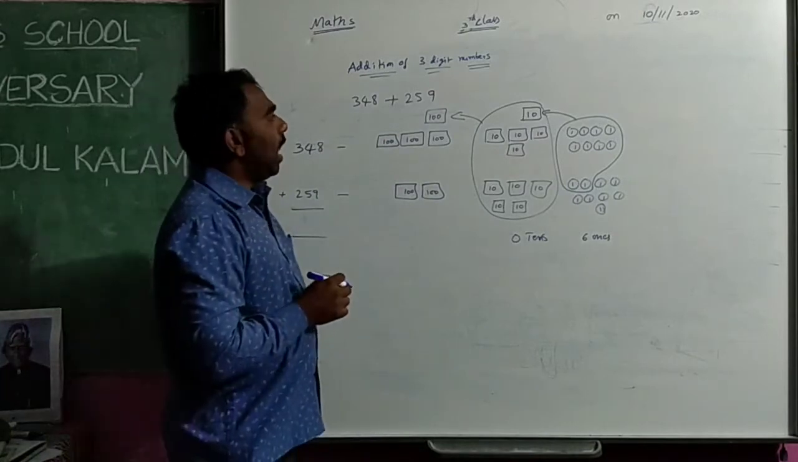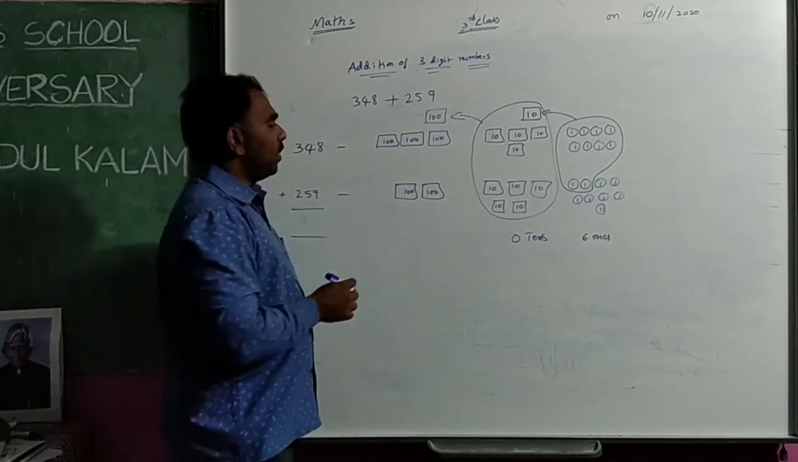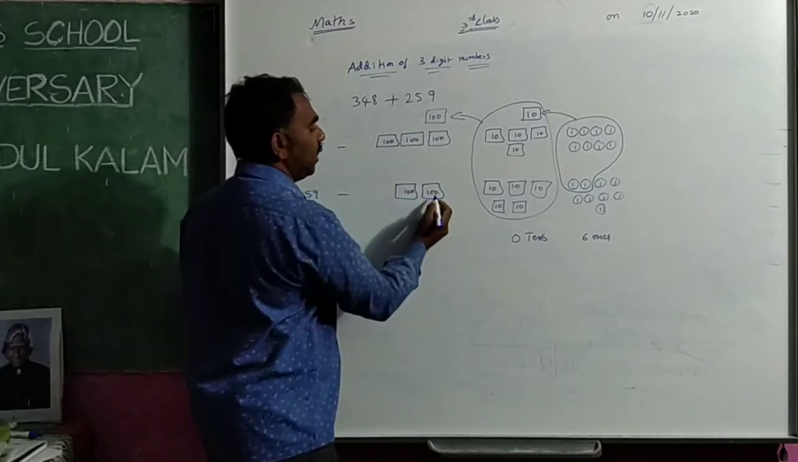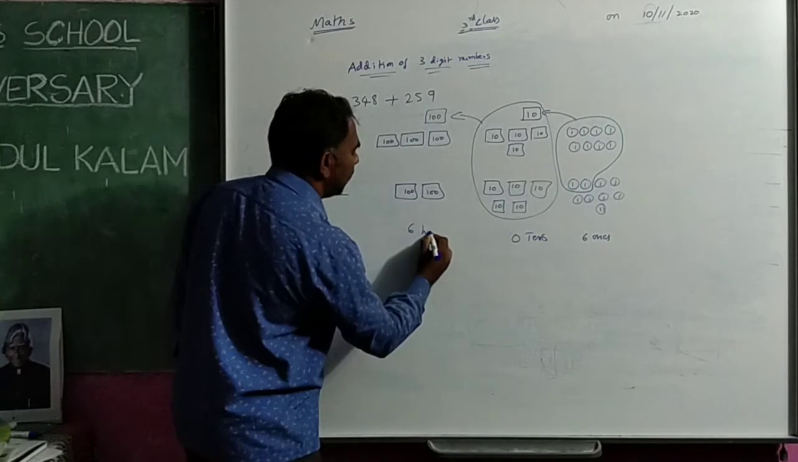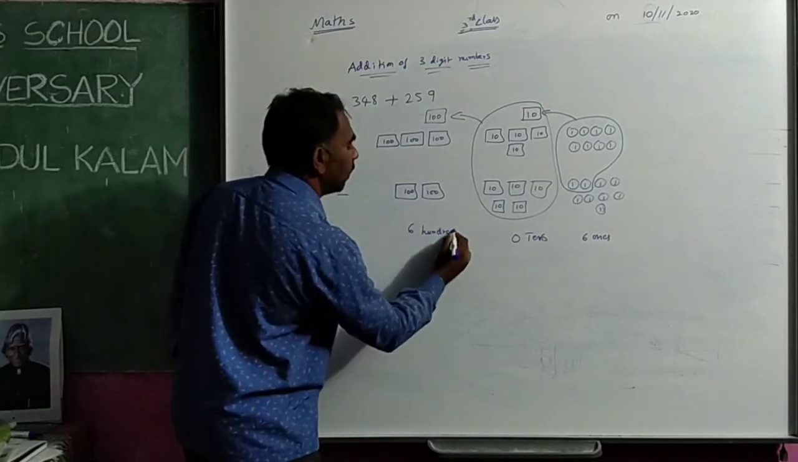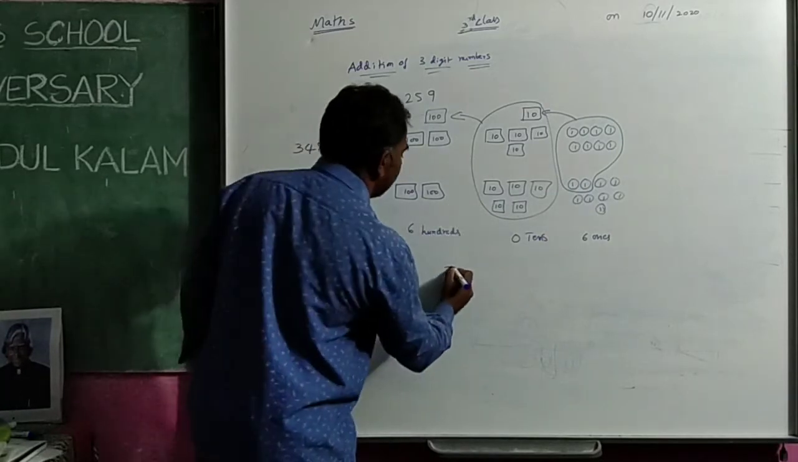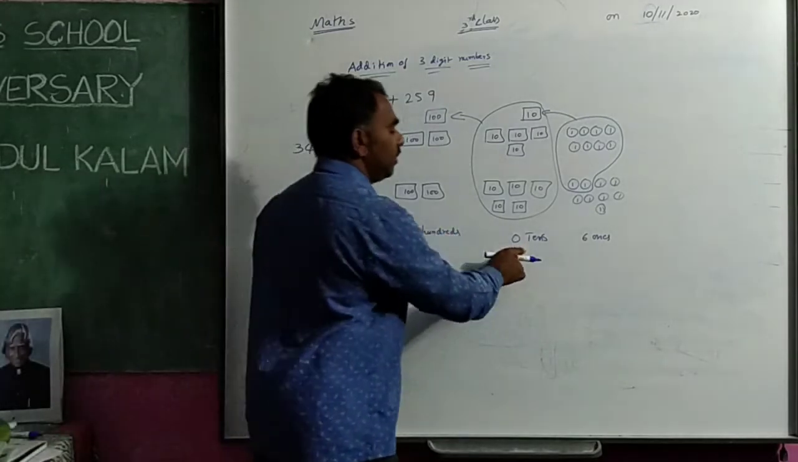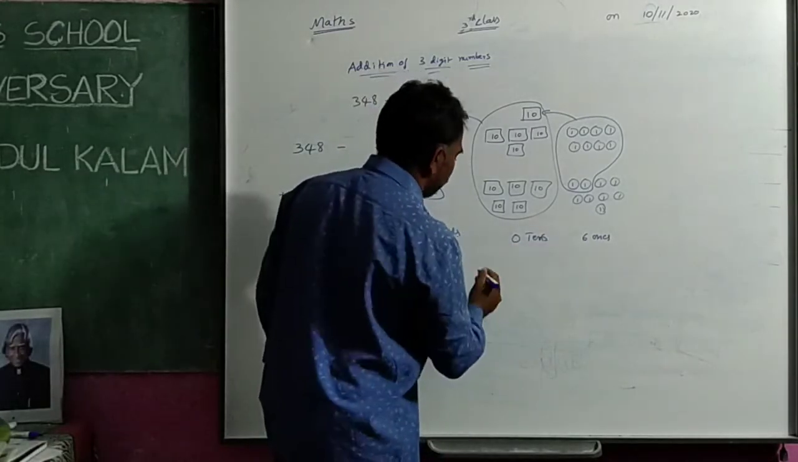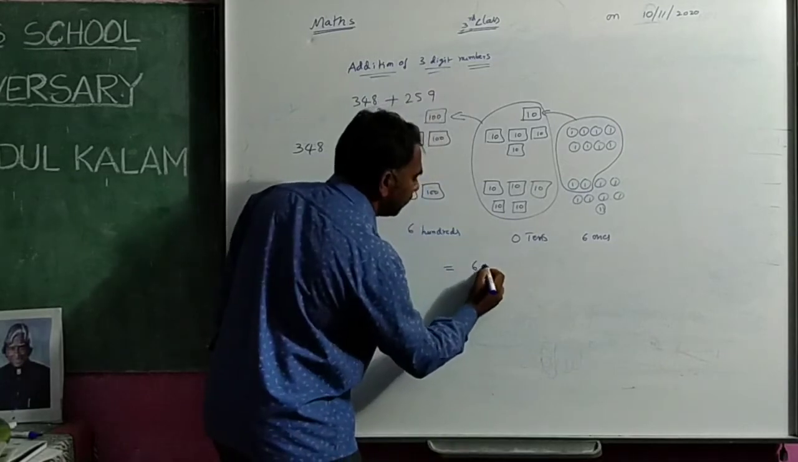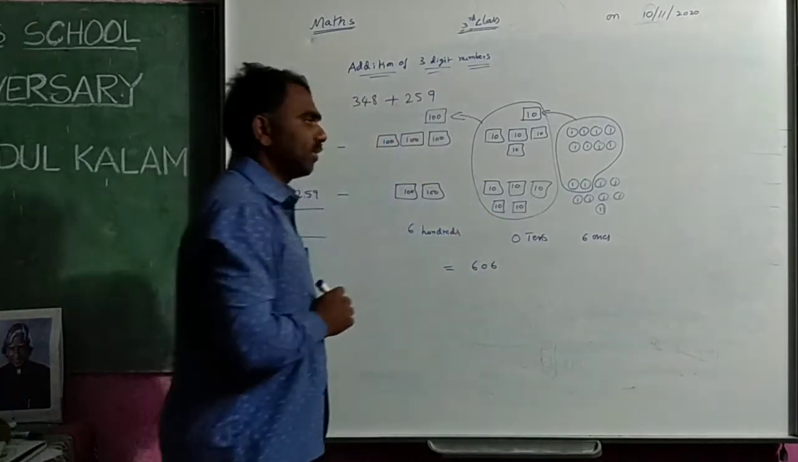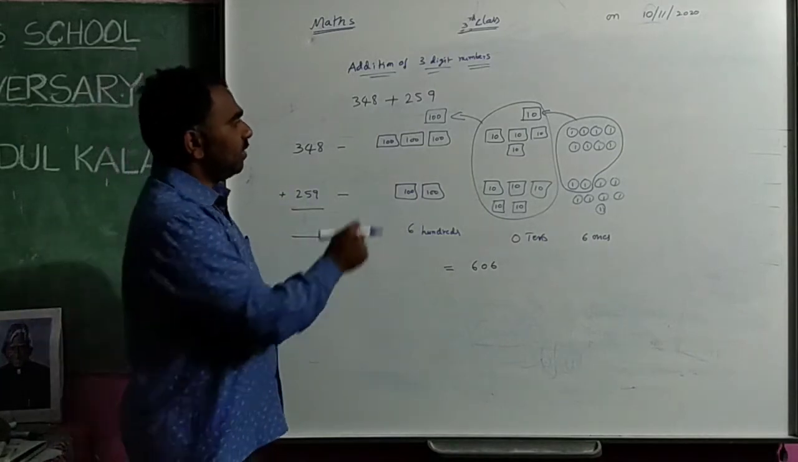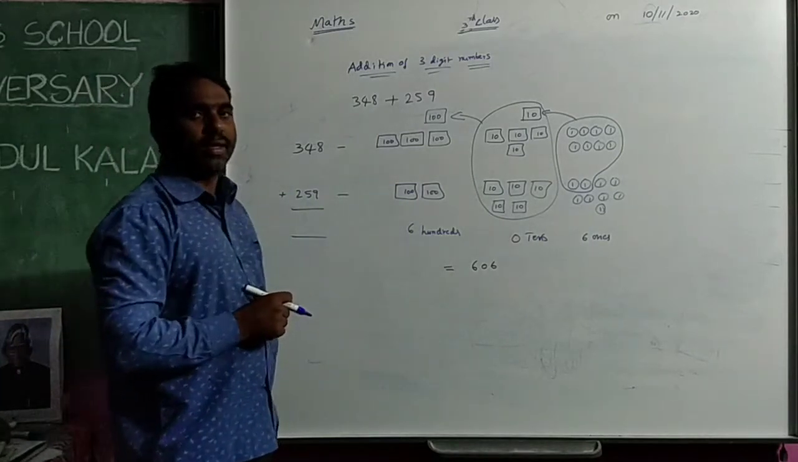Next, hundreds. How many hundreds are there? 1, 2, 3, 4, 5, 6. So 6 hundreds are there. Now what is the number you write here? 6 hundreds, 0 tens and 6 ones. You will write as 606. This is the practical way.